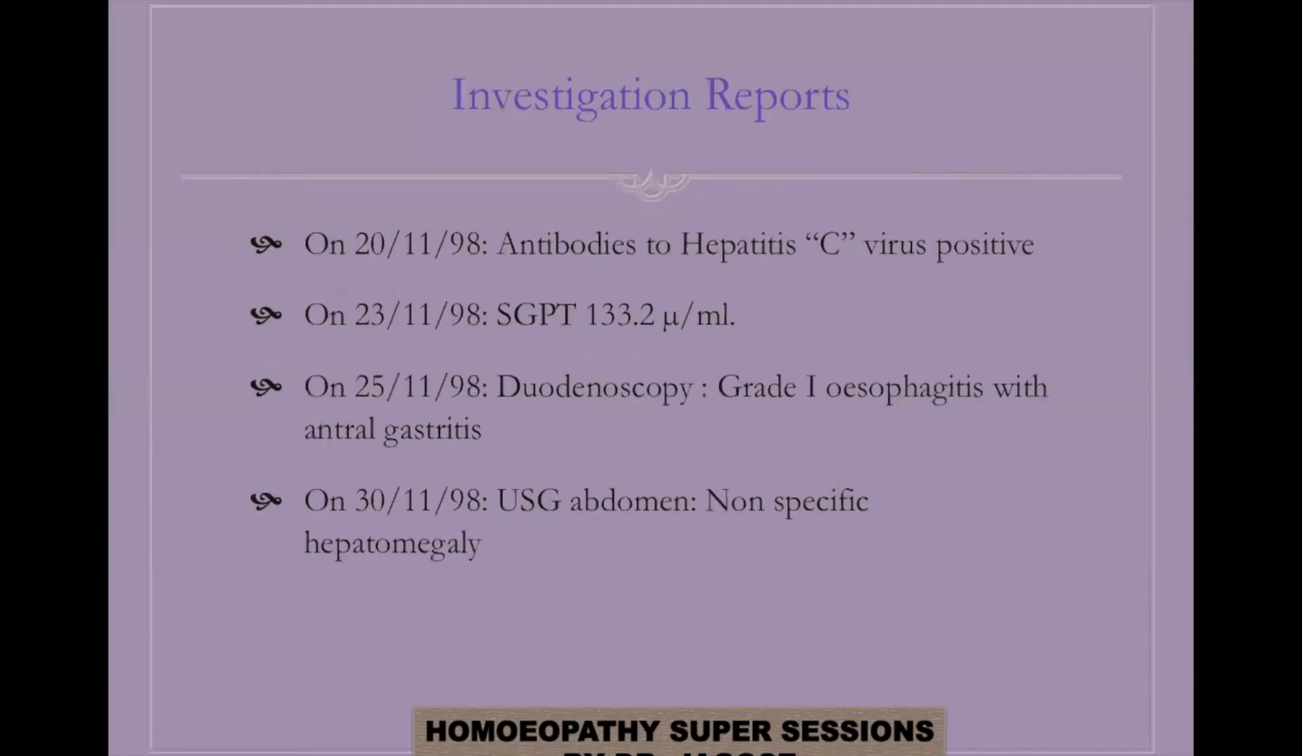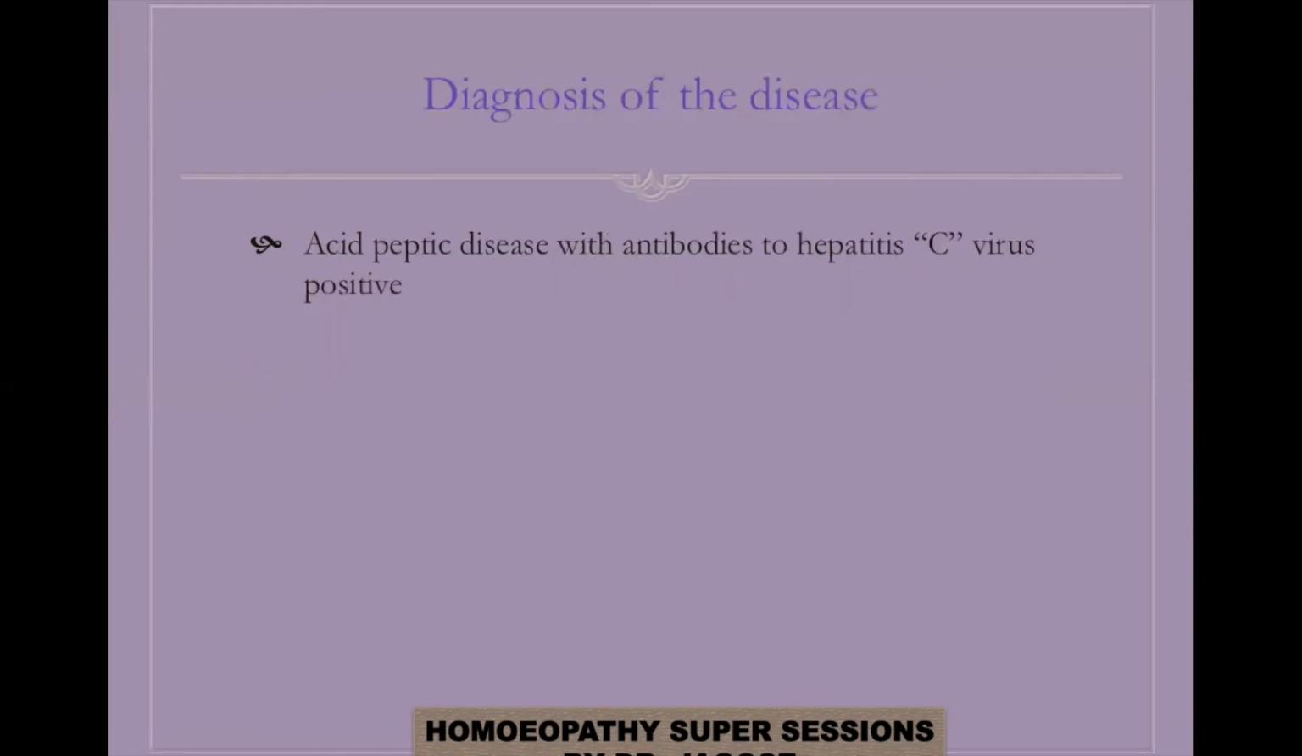The investigation reports showed that on 20/11/98, antibody to hepatitis C virus was positive. On 23/11/98, SGPT was 133.25. On 25/11/98, duodenoscopy showed grade 1 esophagitis with antral gastritis, and on 30/11/98, USG abdomen showed non-specific hepatomegaly. So the diagnosis of disease was acid peptic disease with antibodies to hepatitis C virus positive.